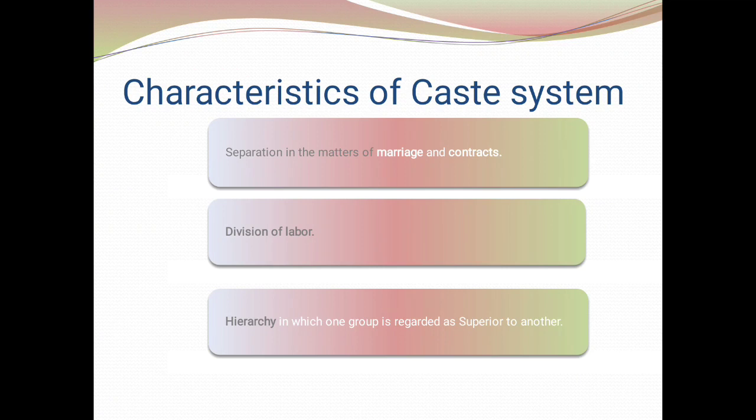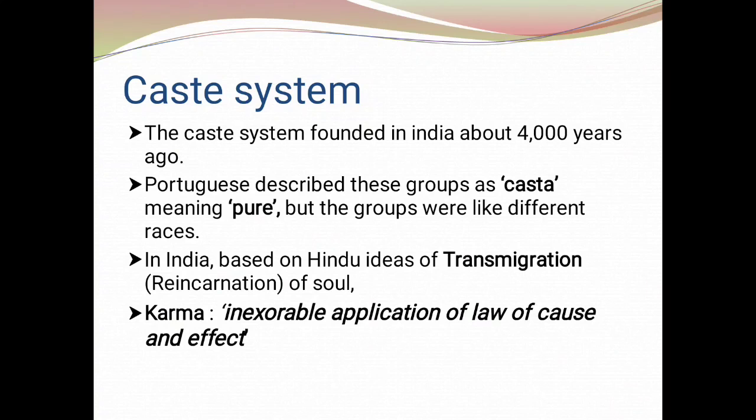In this system, individuals in different castes have separation in the matter of marriage and contacts. Therefore, there are divisions of labor, and they are termed as superior or inferior based on the holdings of a particular caste, in a hierarchy in which one group is regarded as superior to another. This system of evaluation was found in India approximately 4,000 years ago. Portuguese described these groups as casta, meaning pure, but the groups were like different races. In India, based on Hindu ideas, there are more common ideas like transmigration, commonly known as reincarnation of the soul, and karma, that is the inexorable application of the law of cause and effect.